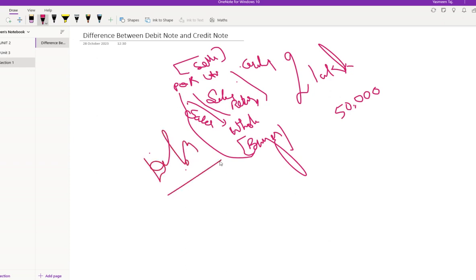Ultimately, it is simple: what is a debit note? Debit note is issued by a person who has purchased the goods. Okay. Credit note is issued by a salesperson who has sold the goods. Okay, who sold the goods or supplied the goods, something like that. That is the meaning of a debit note and a credit note here.